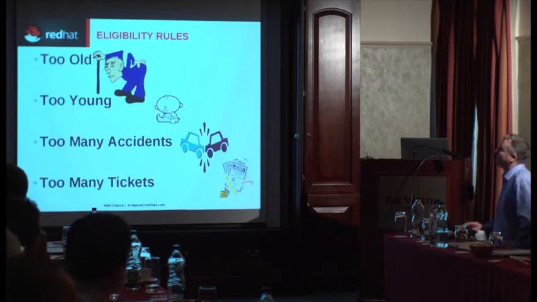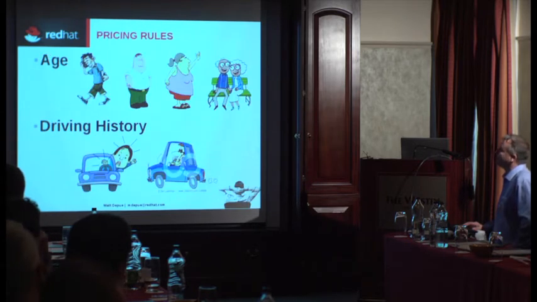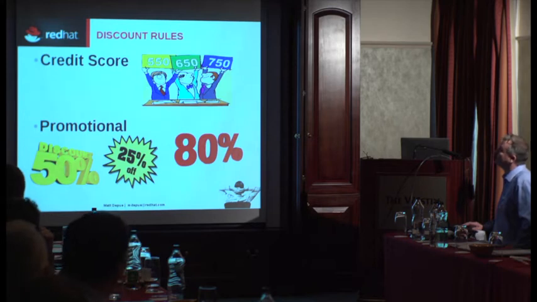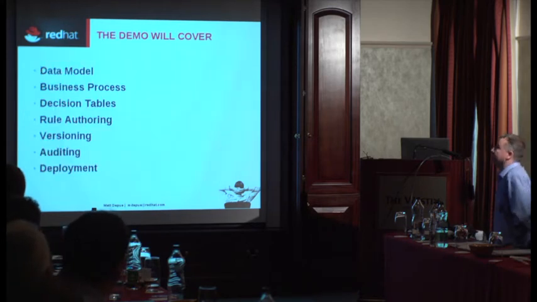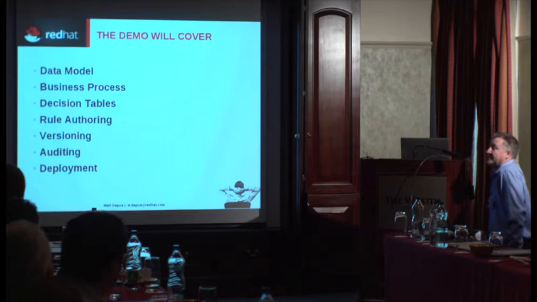So these are the kind of goals for the demo. Pricing rules and driving history will get added in later. But I want to show you the data model. I want to show you the business process. You'll see a thing called a decision table.